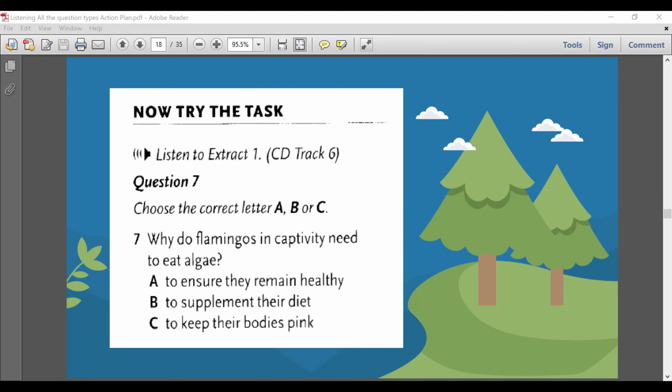Listening, Section 3. Extract 1. Question 7. So, flamingos in zoos need to eat algae, do they? Why is that? Well, for a long while, flamingos living in captivity, for example in zoos, kept losing their delicate pink colour and fading to white. Then the zookeepers realised the problem was due to the birds' diet. Weren't they getting enough food? No, that wasn't the problem. It was that in the wild, flamingos feed on a certain kind of algae containing chemicals called carotenoids, which give the birds their distinctive colour.